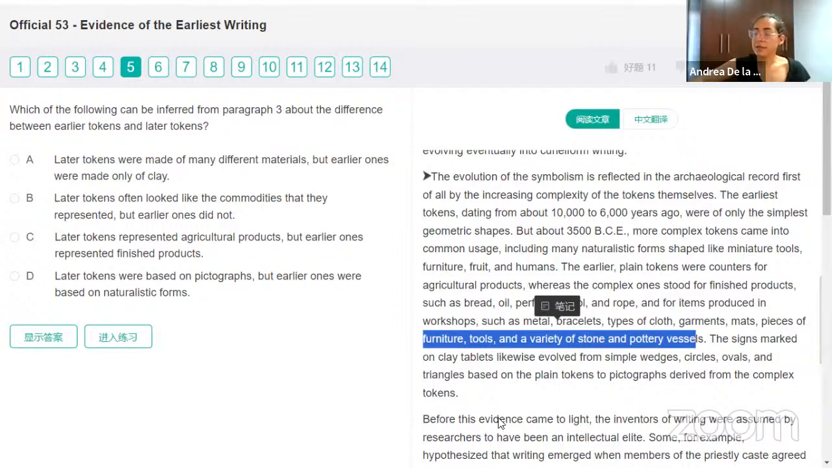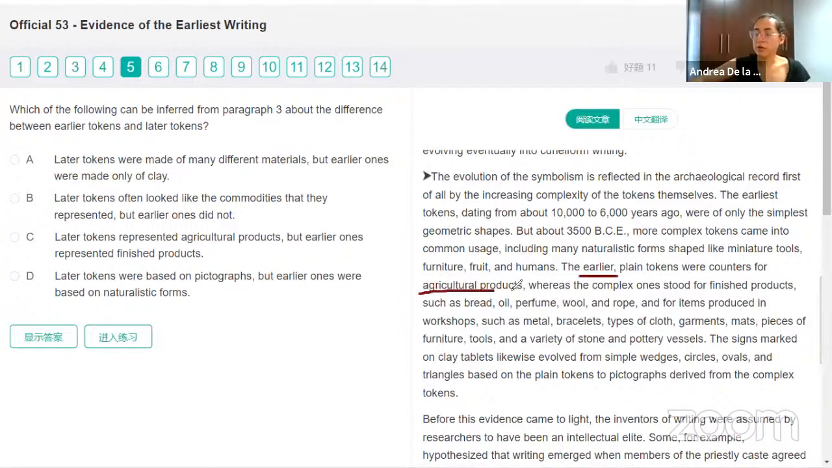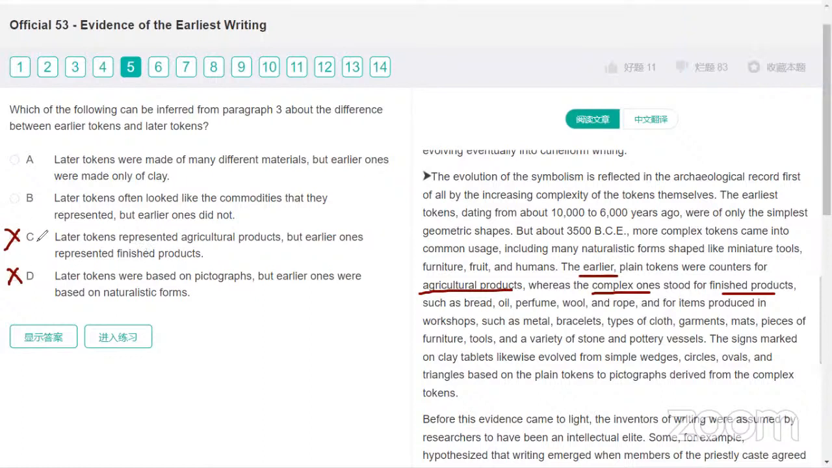Porque acá nos dice que los más tempranos representaban agricultural products y los últimos representaban finished products. ¿No? Whereas the complex ones stood for finished products. Entonces no es ni C ni es D, porque están al revés los dos. Later tokens represented finished products, and earlier ones represented agricultural products. ¿Se entiende cómo estamos eliminando C y D? Bien, entonces entre A y B.